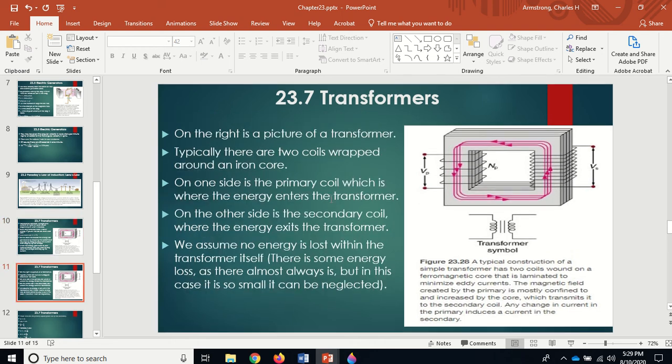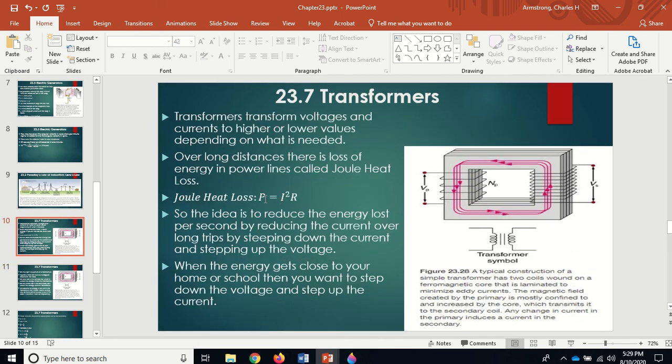So remember, one way we can show power is that power equals current squared times R. Remember, P equals I times V, V equals I times R. Plug in IR for V into P equals IV, and then you get I squared R. So the idea is to reduce the energy loss per second by reducing the current over long trips.